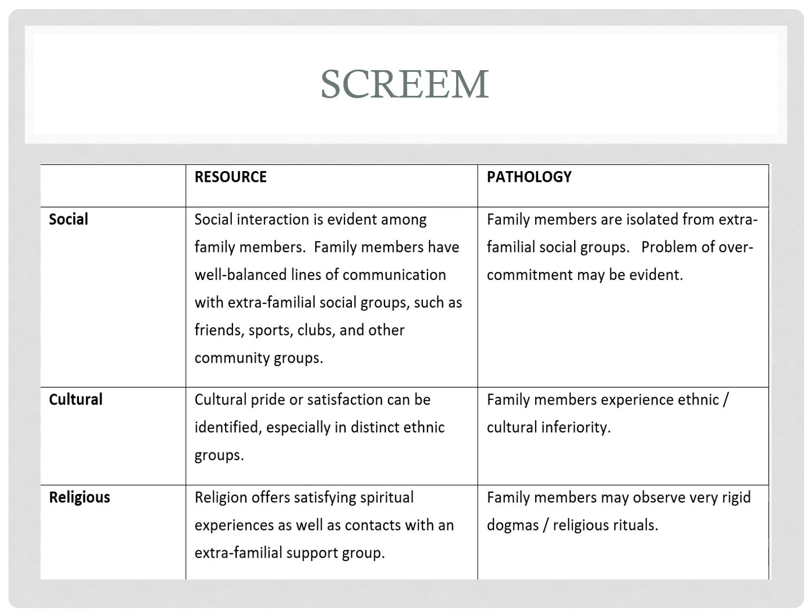S is for social, which means the resource is that social interaction is evident among family members. Pathology would mean family members are isolated from each other and from other groups. Cultural resource would be that cultural pride or satisfaction can be identified, especially in distinct ethnic groups. Pathology would be that family members experience ethnic and cultural inferiority. Religious, often satisfying spiritual experiences. Pathology would be that family members may observe very rigid dogma and religious rituals.